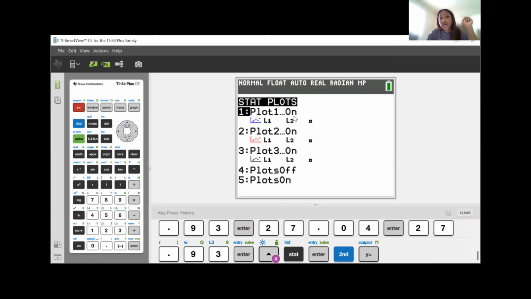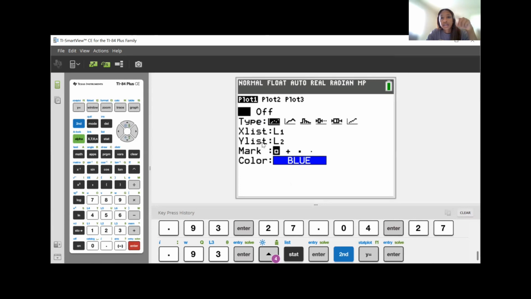Okay, so our stat plots are turned on. That's good. You can go to each individual one. So plot 1, turn it on or off. We want it on. X list means where the X values are put in. Y list means where the Y values are put in. We have those under L1 and L2. If you do need to fix this and type in L1 or L2, L1 can be found above the number 1. So you press second 1, and L2 is above the number 2. Press second and then 2.